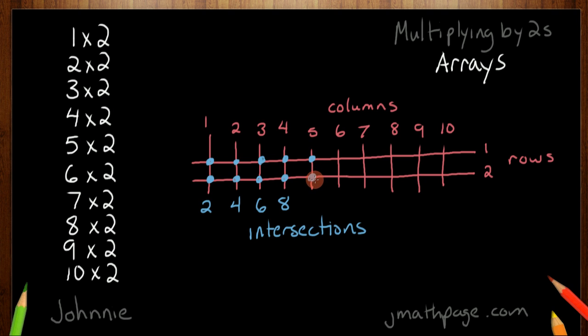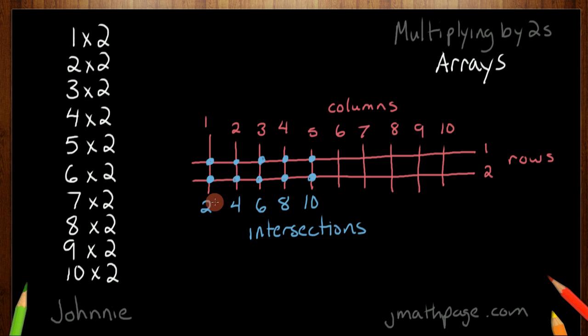So what I'm noticing right now is that as I count the number of columns, and when I'm multiplying by 2, I'm doubling the number of columns. So 5 and 5 more make 10. That will help me think about multiplying by 2s much easier.